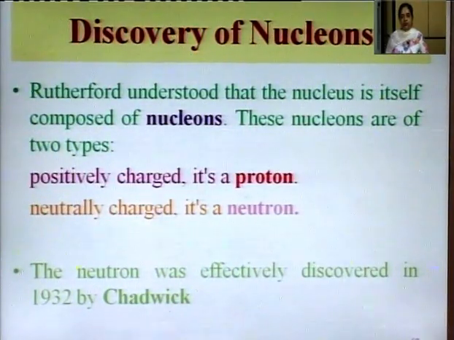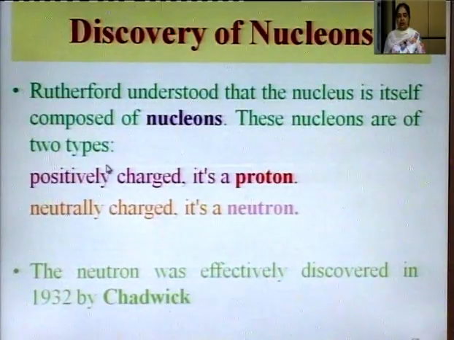Discovery of nucleons. Rutherford understood that the nucleus is itself composed of nucleons. These nucleons are of two types: positively charged, the proton, and neutrally charged, the neutron. And the neutron was discovered by Chadwick in 1932.